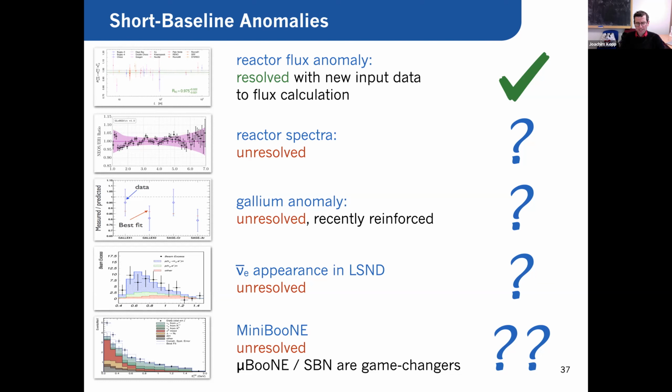The MiniBooNE anomaly is also still unresolved, but there we are seeing significant progress right now. So MicroBooNE has already weighed in big time. MicroBooNE has in particular disfavored an explanation of the MiniBooNE anomaly in terms of delta resonance decays. That was previously, in my opinion, one of the most likely explanations for the anomaly. Now it isn't anymore. But the good news is MicroBooNE is by no means done yet analyzing the data.